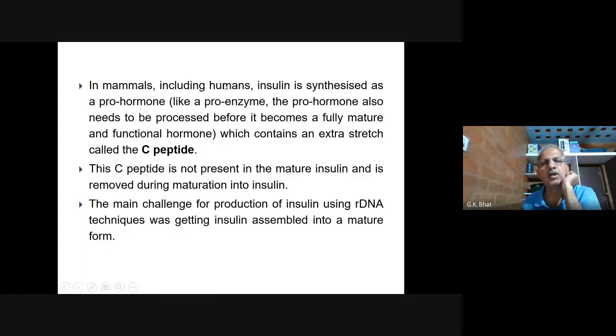In mammals, including humans, insulin is synthesized as a prohormone, like a proenzyme. The prohormone needs to be processed before it becomes a fully mature and functional hormone, and it contains an extra stage called the C-peptide. So in between A and B, we come across a C-peptide. When the C-peptide is there, it is called a prohormone. This C-peptide is not present in mature insulin and is removed during maturation. The main challenge for production of insulin using recombinant DNA technique was getting insulin assembled into a mature form. I hope you understand this.